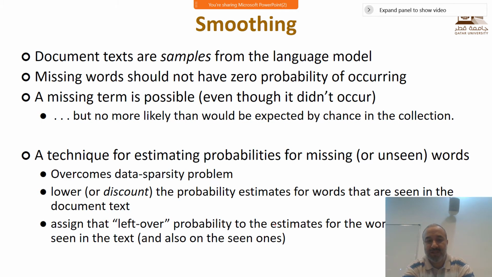Okay, I think this is what we already discussed. By the way, the zero score problem is sometimes called the data sparsity problem. The root of the problem is that the words that appear in the document are sparse. They are not representing everything that can be said in the topic of that document. So the idea of smoothing is to lower or discount the probability estimates for words that are seen and assign that leftover probability to the estimates of the words that are unseen.